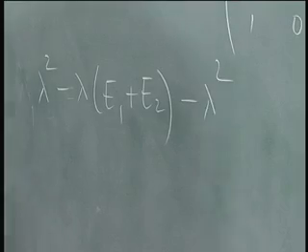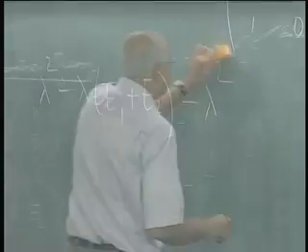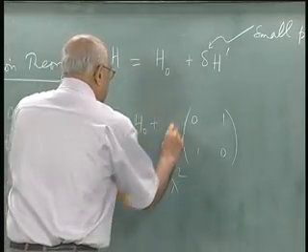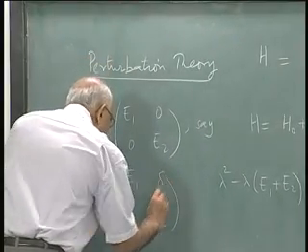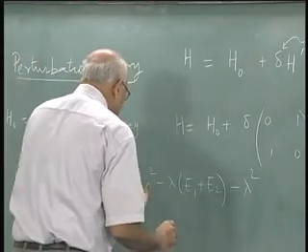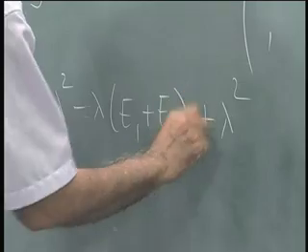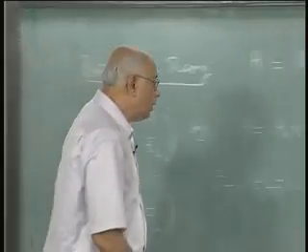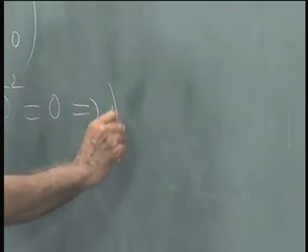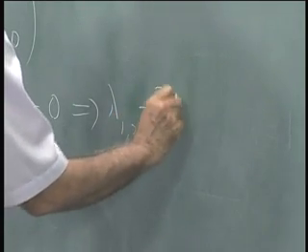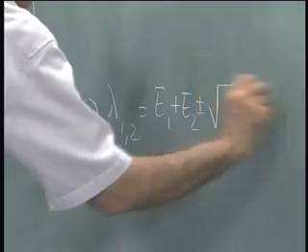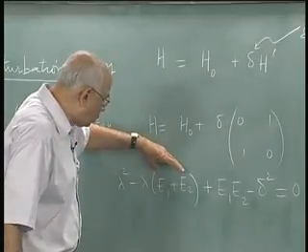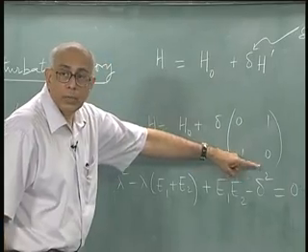Oh, I should not have used lambda, let us call this for the moment delta, some small number delta. So lambda squared minus lambda times (E1 plus E2) plus E1 E2 minus delta squared equal to 0. That is the secular equation which is going to give me the eigenvalues of H. And what are the roots here? This implies that the roots lambda 1, 2 are E1 plus E2 plus or minus the square root of E1 plus E2 whole squared minus 4 times E1 E2 minus delta squared.